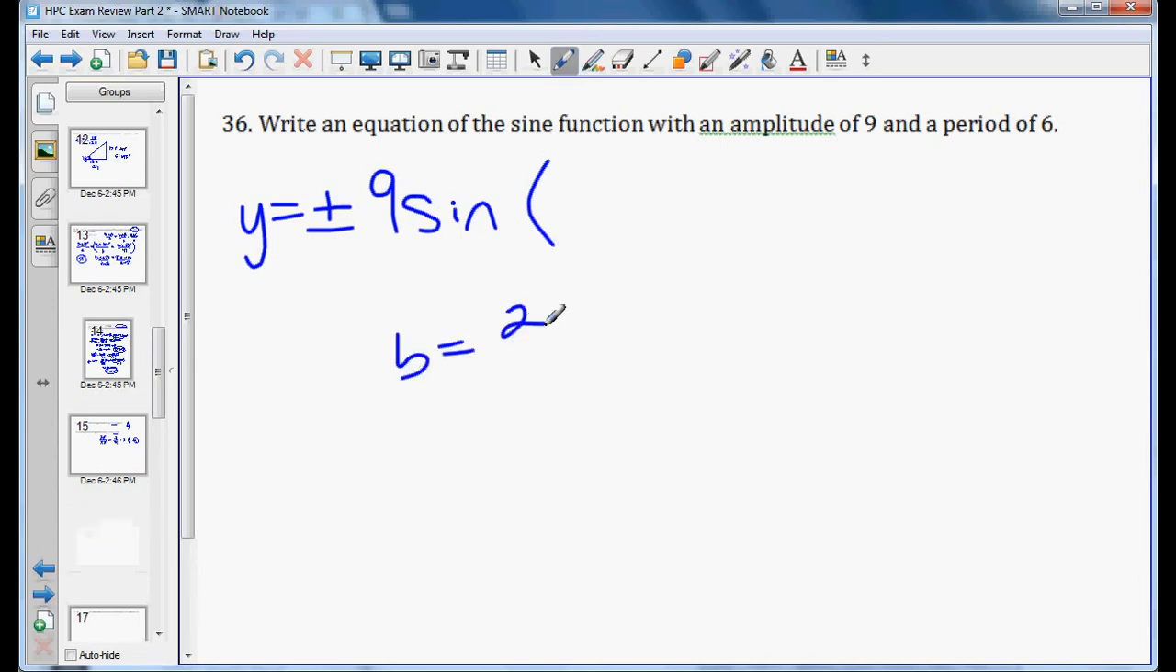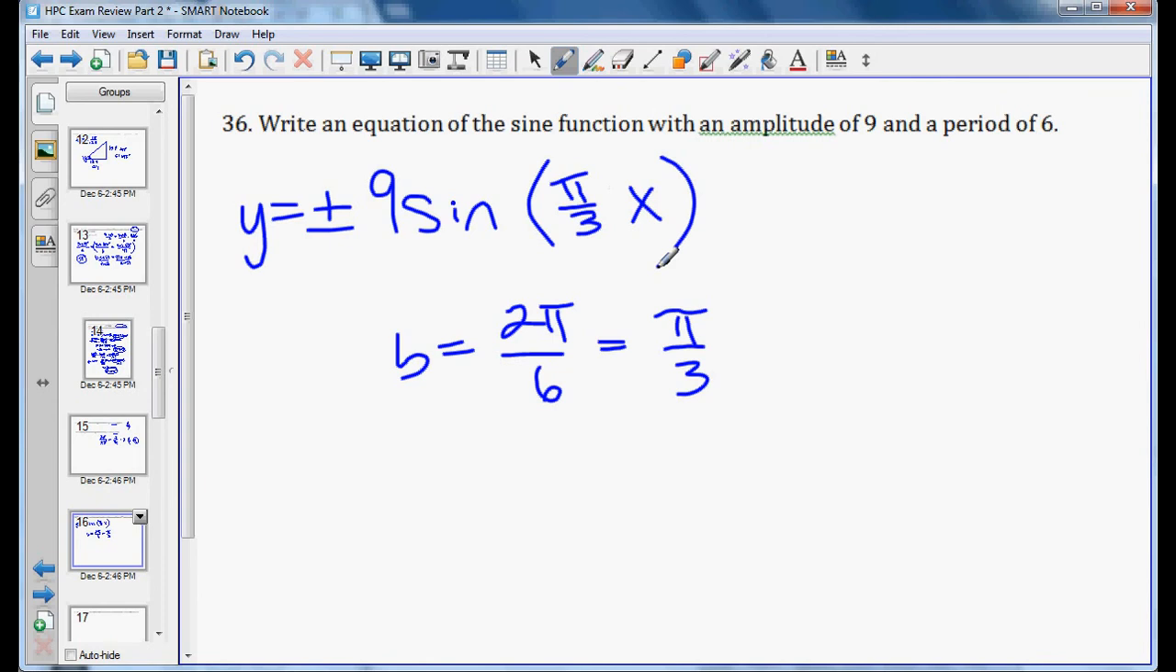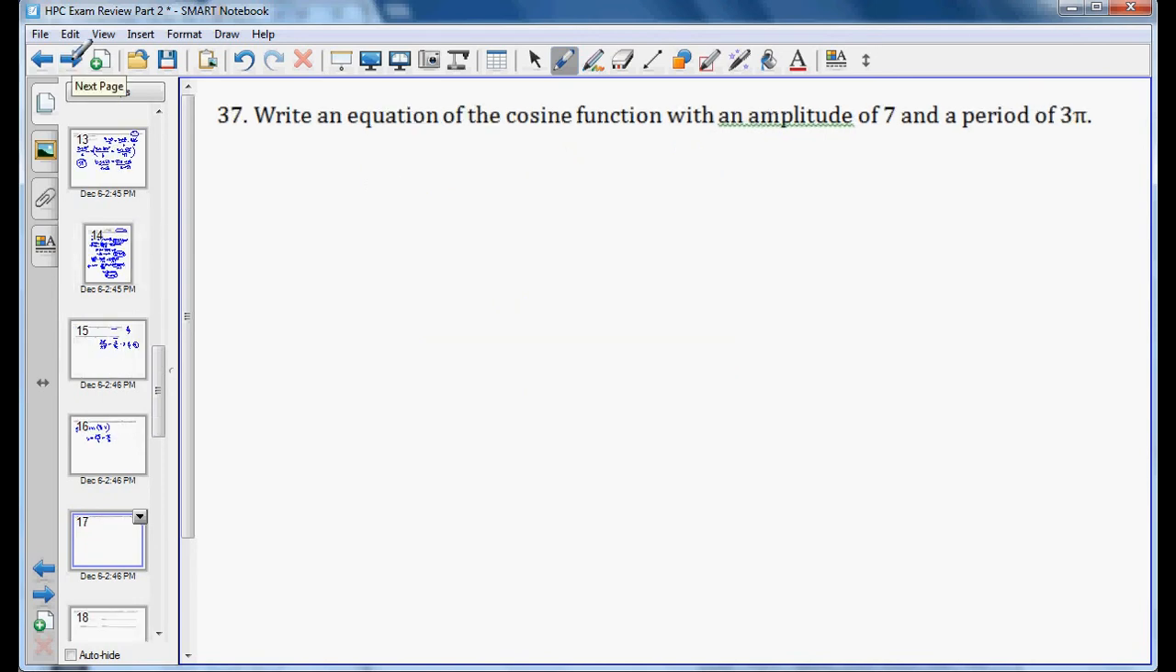Same process here, except we're doing cosine. So we'll do y equals plus or minus the amplitude, which is 7, cosine. To get b, which is the number in front of x that'll go inside the parentheses, we do 2 pi over 3 pi. So because you do 2 pi over the period, the pi's cancel, leaving you just 2/3.